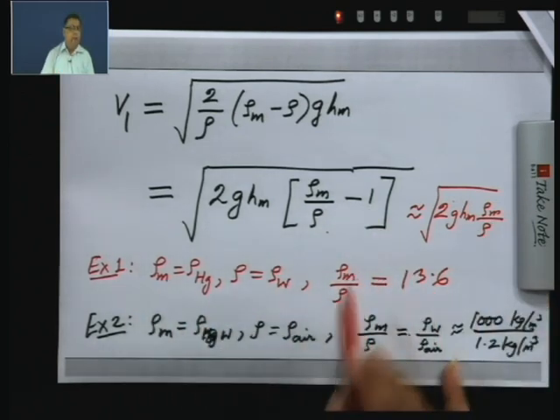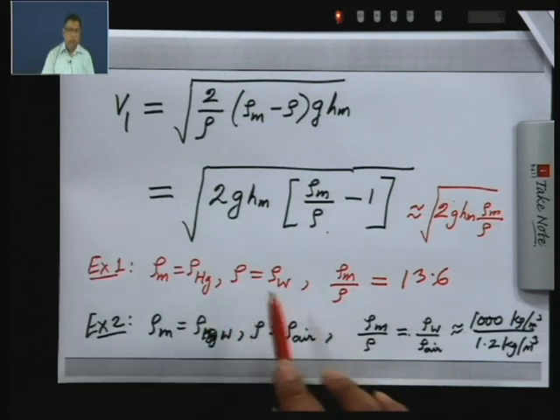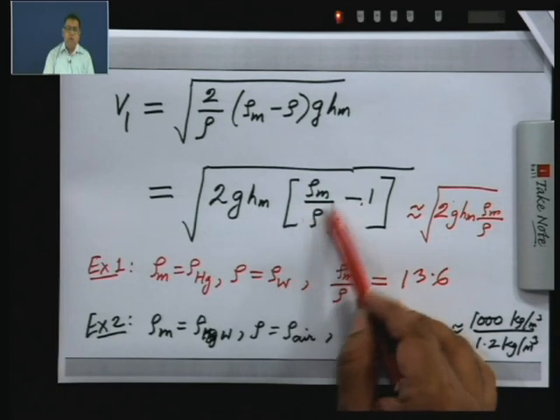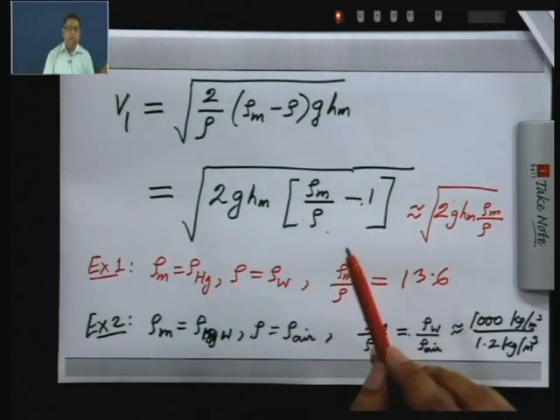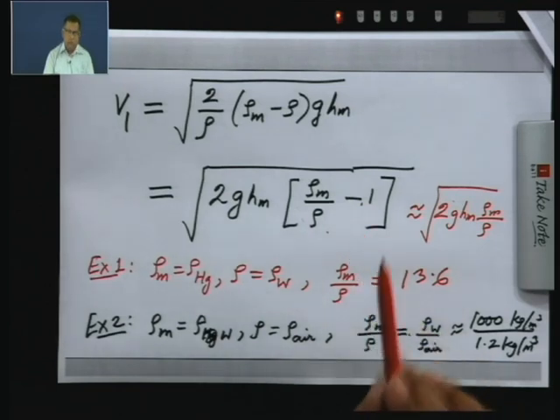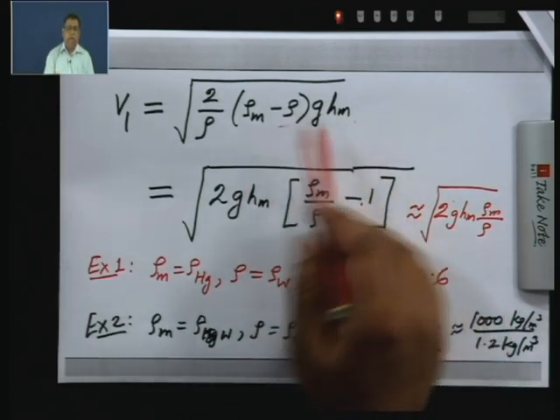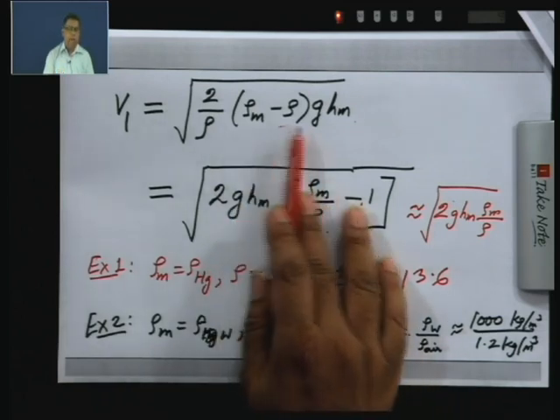So, in example 1 I have considered a case where the fluid is water and the manometer fluid is mercury, and if you neglect this 1, then you have a large error, because this ratio is only 13.6, not 1000, and if you neglect 1 in comparison with 13.6, you may have a 10% error. So, we have to be careful, and the best thing is to use this whole expression, where you have the difference in the density of the manometer liquid and the fluid whose velocity you are measuring.